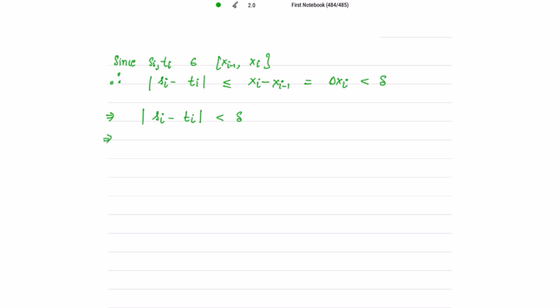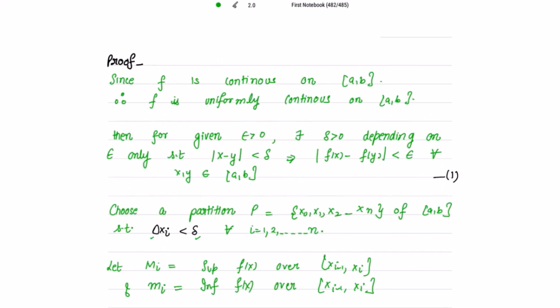So this implies, whenever mod of si minus ti is less than delta, if we take the value of the function at these points, their difference, that will be f of si minus f of ti. This mod is less than epsilon according to the definition of the uniformly continuous function. That is from 1. Look here, I have marked this as 1.